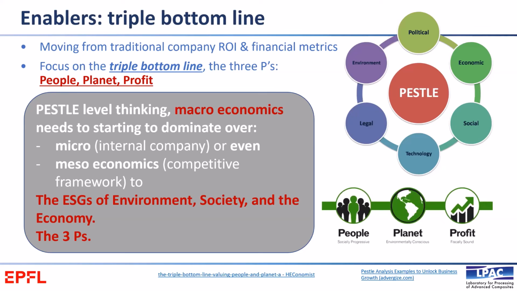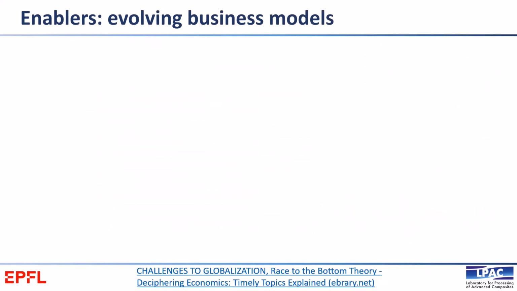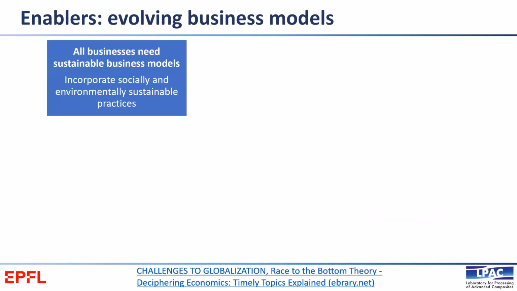And what they call this is the 3 Ps: people, planet, and profit. So yes, you need to make money to stay in business. Yes, you need to look after the planet, but you mustn't forget the people. At the same time, you mustn't forget the planet. So the new bottom line of a company, companies in the future will be assessed on multiple criteria by the stock market, not just their profit. So business models need to evolve to incorporate socially and environmentally sustainable practices.